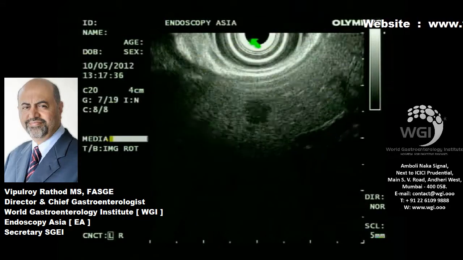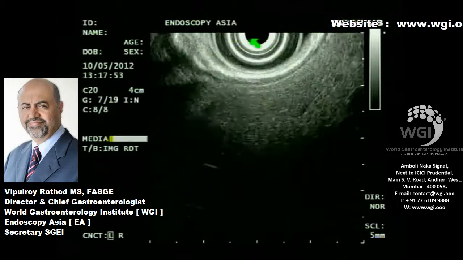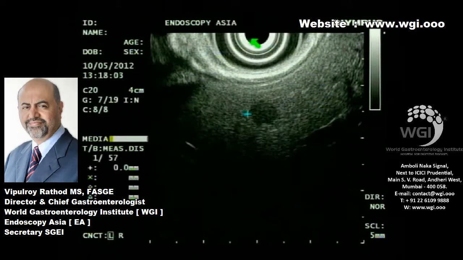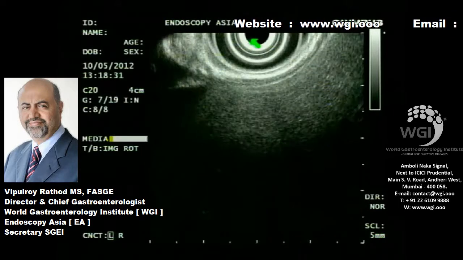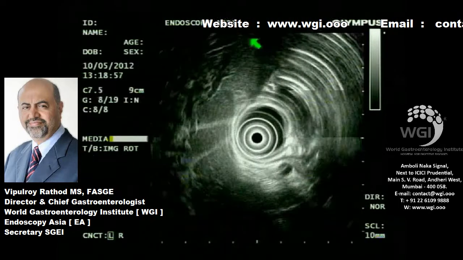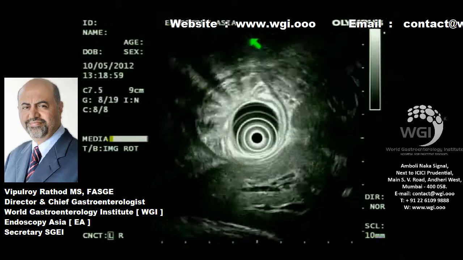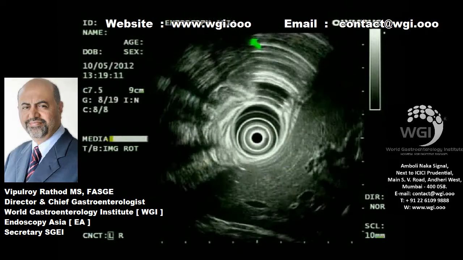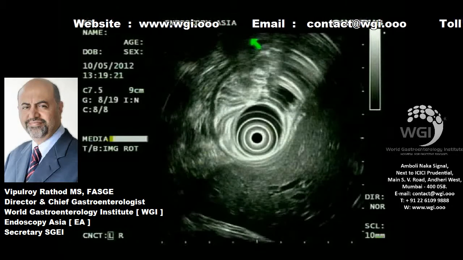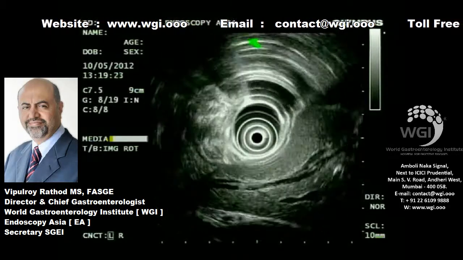This kind of imaging allows a very accurate assessment for preoperative staging when PET CT scan and conventional imaging modalities fail to pick up such small lesions. So anyway, this patient has a metal stent. The patient was sent to us for overall evaluation and tissue diagnosis.